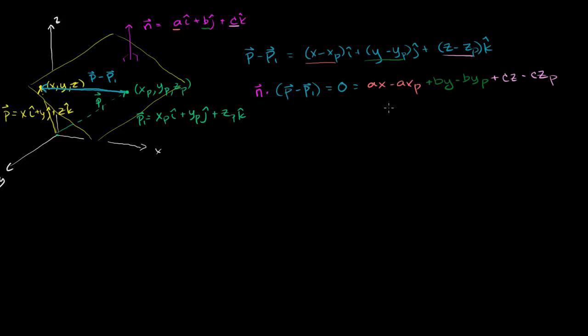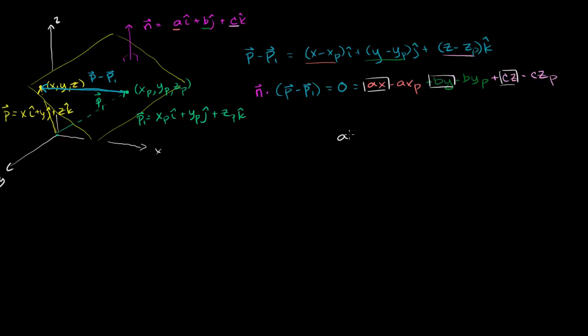Now, what I'm going to do is I'm going to rewrite this. So we have all of these terms. We have all of the x terms, ax. And remember, this is any x that's on the plane will satisfy this. So ax, by, and cz. Let me leave that on the right-hand side.